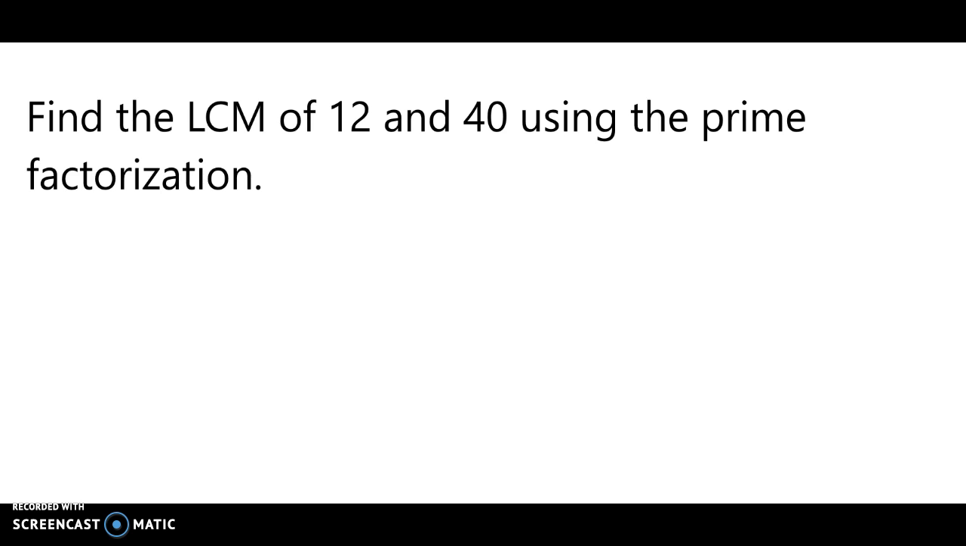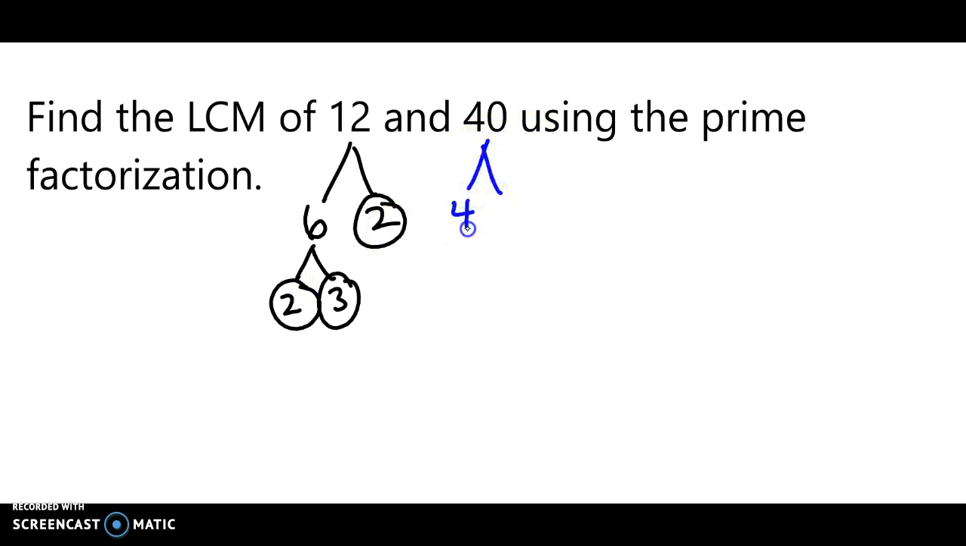Now we're going to find the least common multiple using the prime factorization. So we're going to break up 12. And we're going to break up 40. And the way that I like to think of this is we need to use every part of both numbers, but not overlapping at all. So we're going to make a nice little chart.